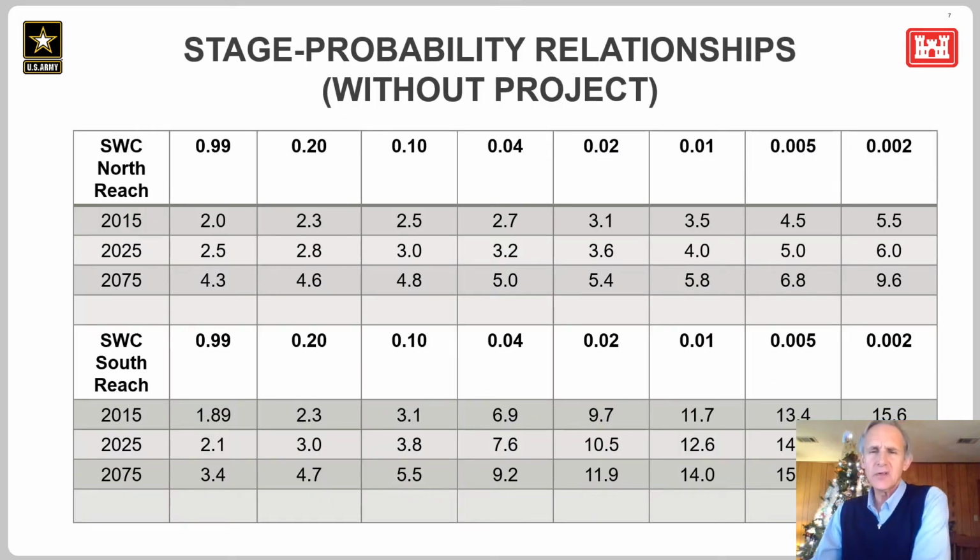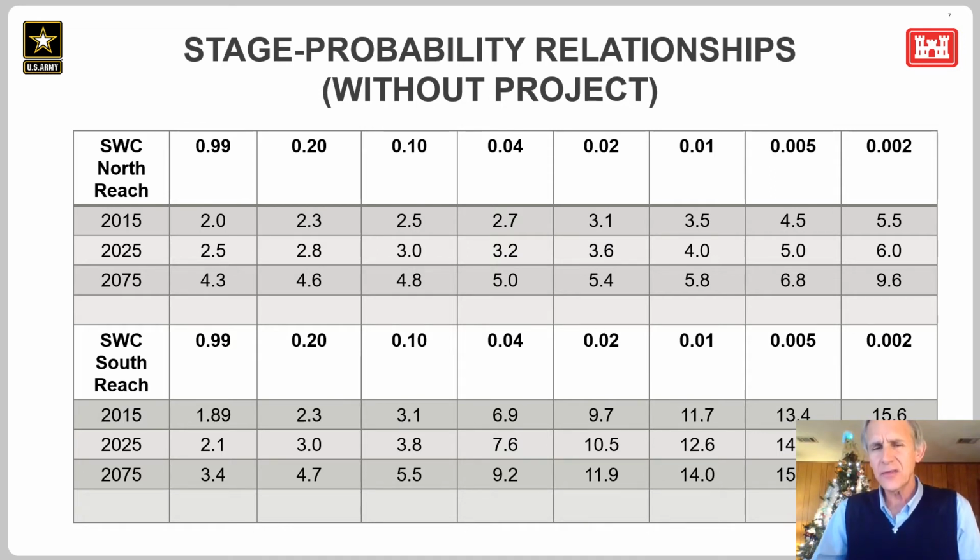Here's how they looked, as you can see, for without project. I just show here that here are the 8 probability events. You can see the probabilities in the top row. And the first reach is for an area in the northern part of the study area, around Lake Charles, 50, 60 miles away from the coast. And you can see the stages associated with probability events. As you can see, as you get to a less chance.